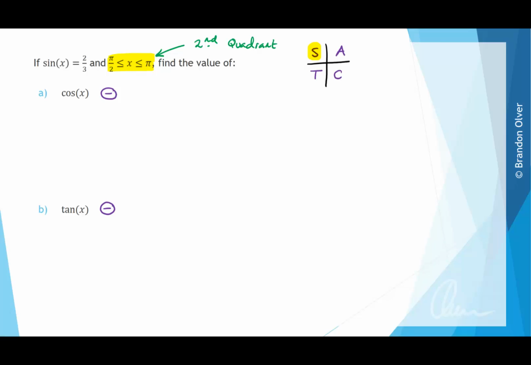So now we can go into finding the value of cos of x and tan of x. And to do this, we've got the ratio of the opposite and the hypotenuse, because we know that sine of an angle theta is that ratio of the opposite and the hypotenuse. So with that in mind, we can construct this right-angled triangle, where this is our angle x, our hypotenuse is 3, and our opposite is 2. So that comes from the 3 and the 2 back up here. And now we can use Pythagoras' theorem to find the unknown length.